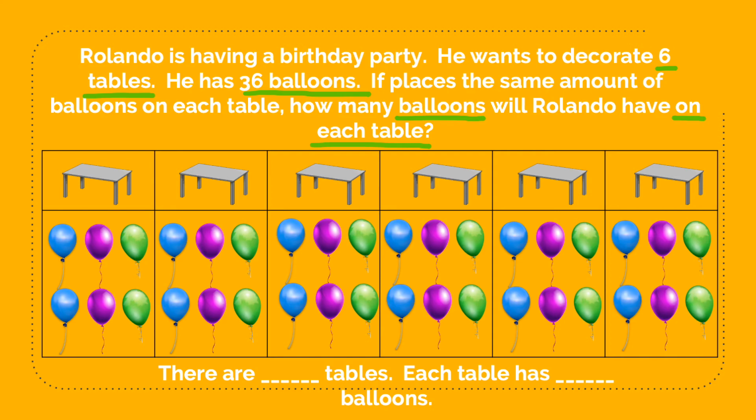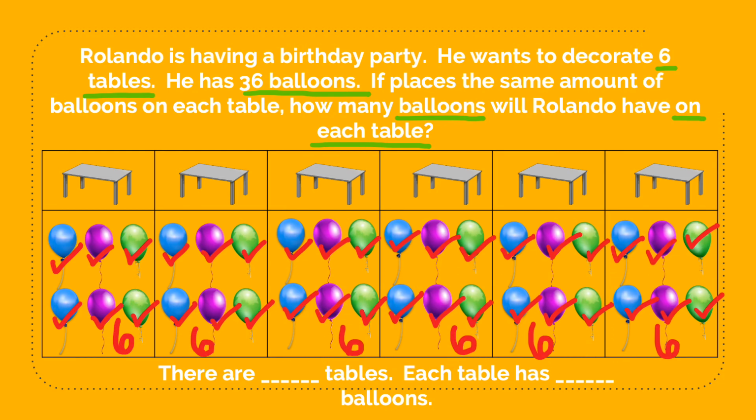Now that I have divided all 36 balloons equally among each of the tables, I will count to see how many balloons each table has. 1, 2, 3, 4, 5, 6. I can see that each table has 6 balloons. So the answer to this question is that there are 6 tables and each table has 6 balloons.